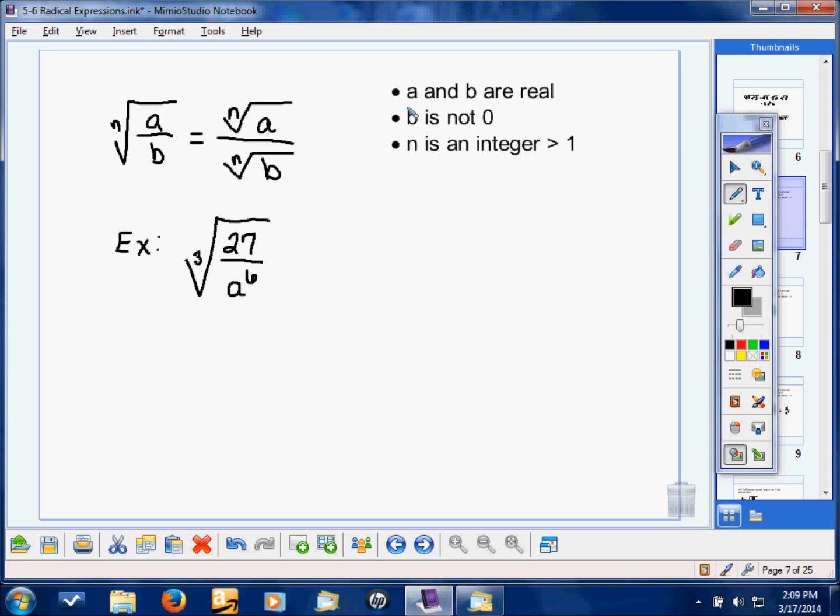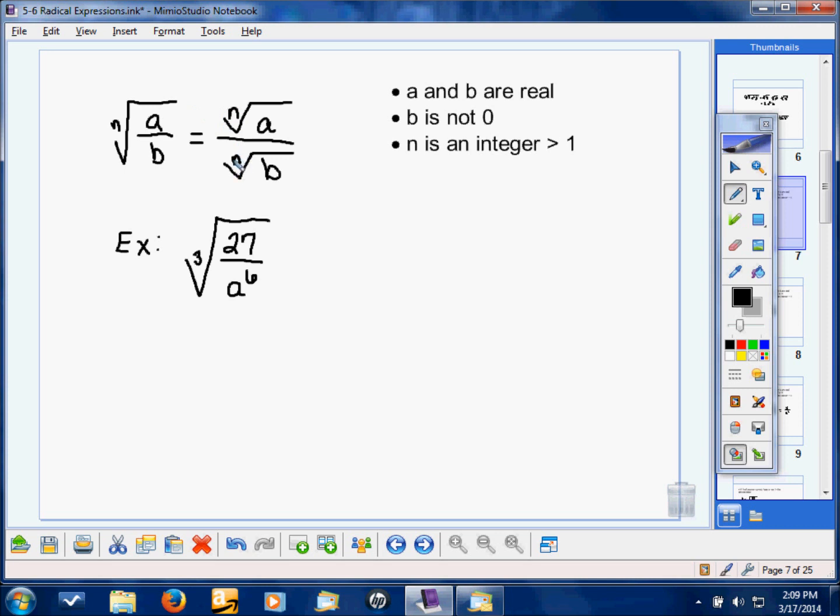First of all, there are conditions. A and B are real. We haven't really dealt with anything that's not real, so at this point we're kind of assuming that. B is not 0. Why can't B be 0? You can't divide by 0. Good. And n is an integer greater than 1.